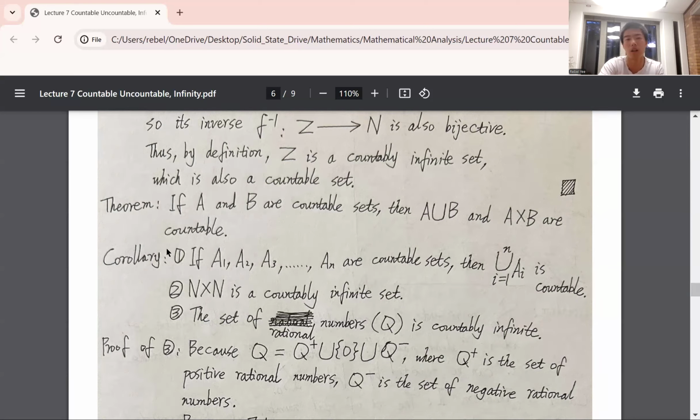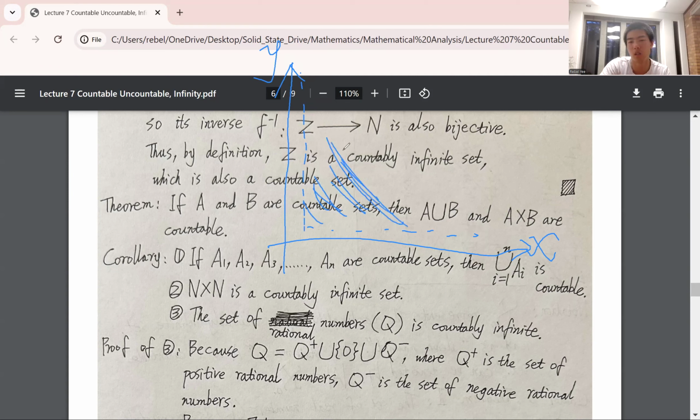And for the product, if one dimension x is countable, then the second dimension y is also countably many, and we just multiply them together, which is at the same cardinality, which is also countably many points there.